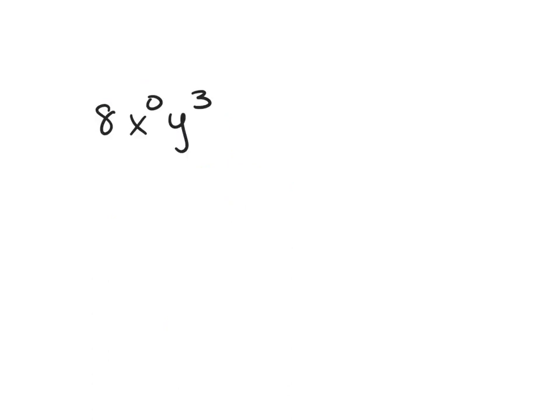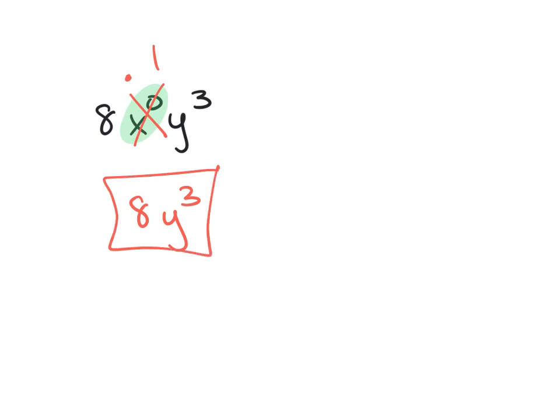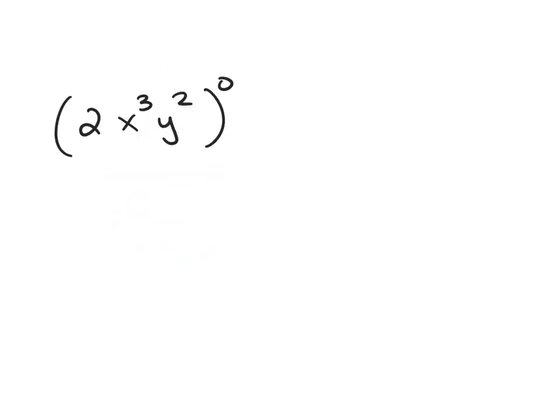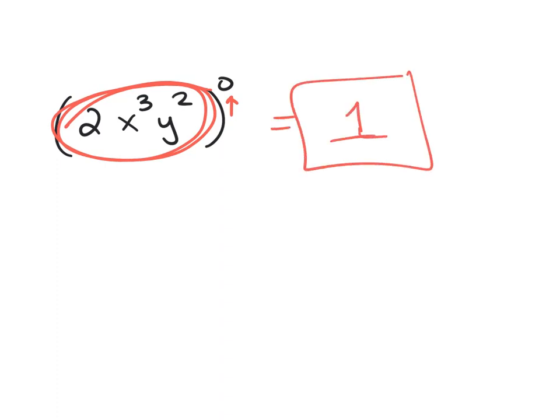All right, so here, when I look at this, I see x to the power of 0. And because this is equal to 1, you have 8 times 1, which is 8, and then just y cubed, so 8y cubed. Here, because all of this is in parentheses, all of this is like one thing together that's raised to the power of 0, so all of this is equal to 1. That's it.